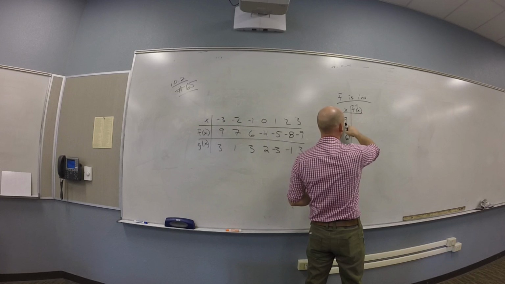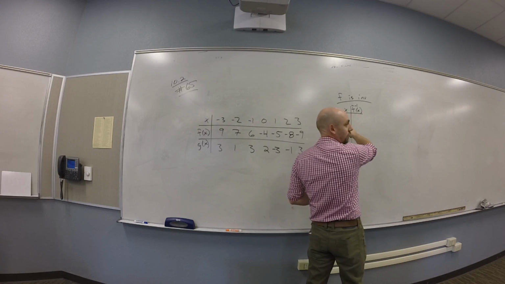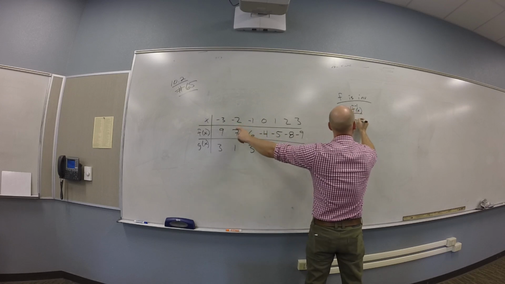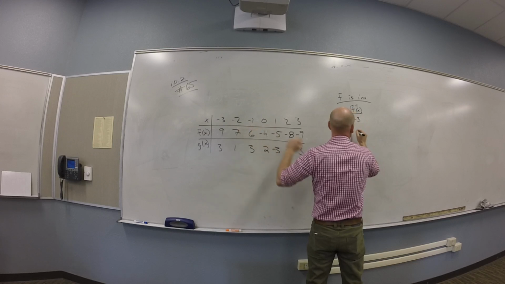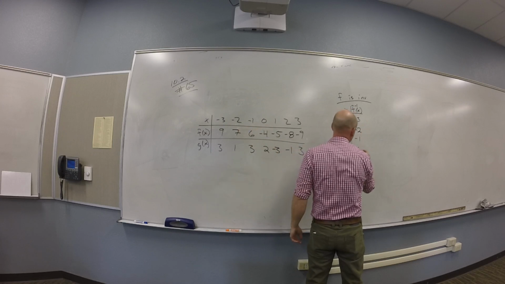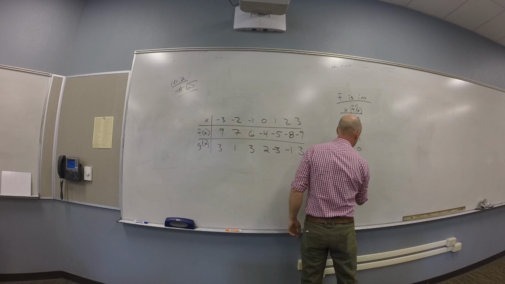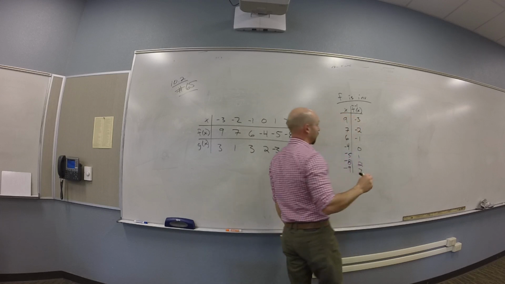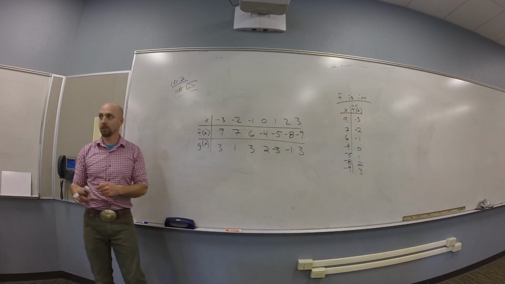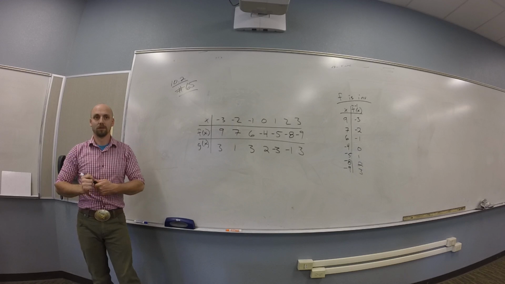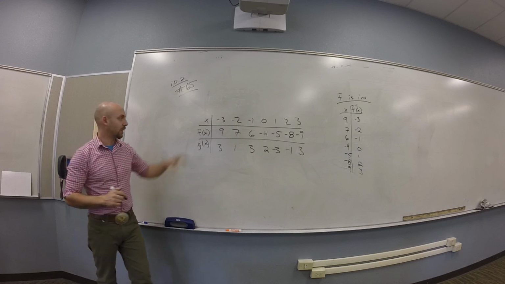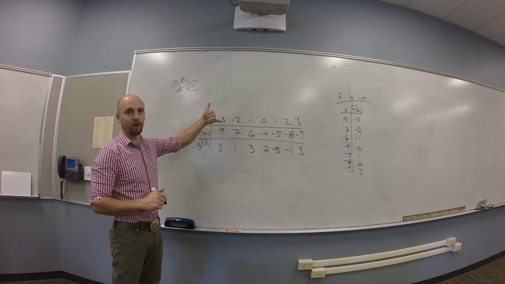I need to know where 9 came from. Well, 9 came from -3. Where did 7 come from? -2. Then 0, 7, then 1, 2, 3. Questions? Is all good with backing that out? That's really just this table flipped over, right?